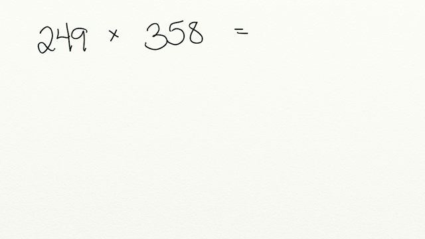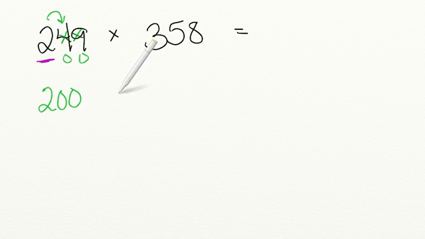Do you remember our steps? Step 1. Underline the place value that you're rounding to. Step 2. Look at the number directly to the right of that place value. Since 4 is less than 5, we're going to keep our 2 the same and replace our remaining place values with 0. So we've rounded 249 to 200.